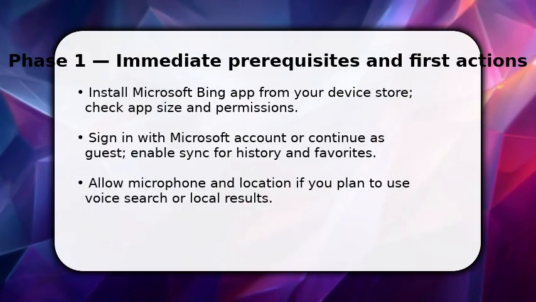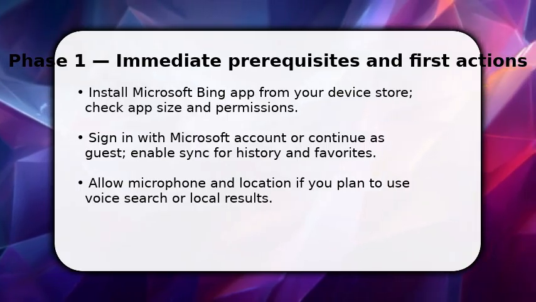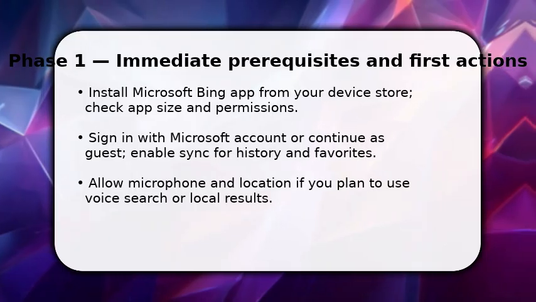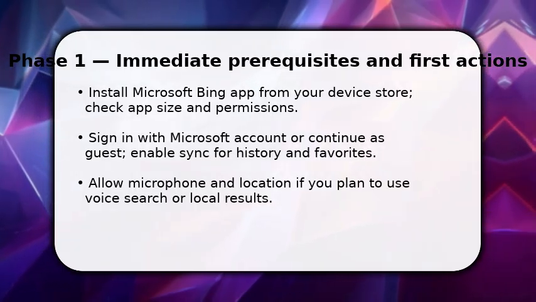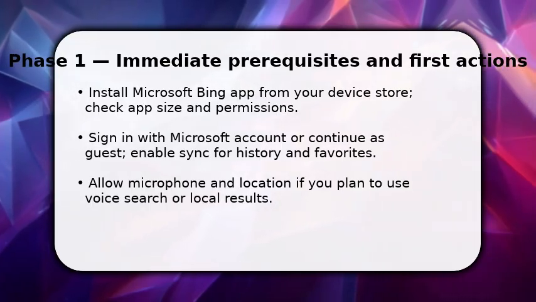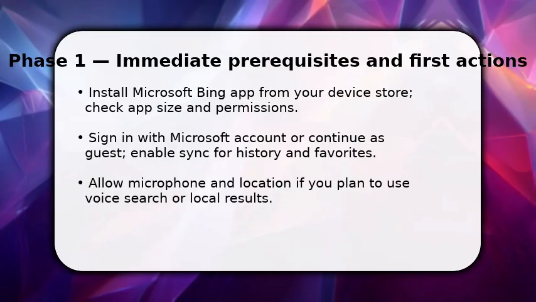You'll begin by opening the Bing app and signing in. This links your search history and preferences across devices. Once signed in, make sure to grant microphone and location permissions if you want voice queries and local suggestions. These improve relevance and speed.